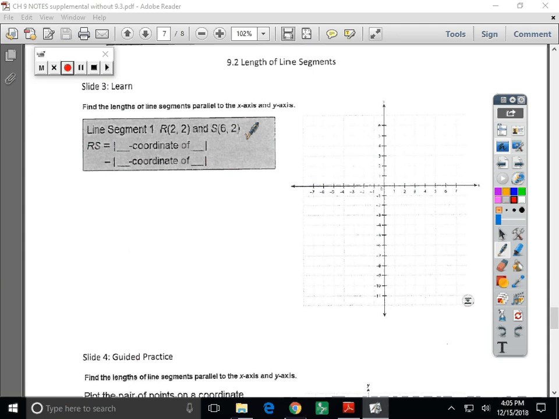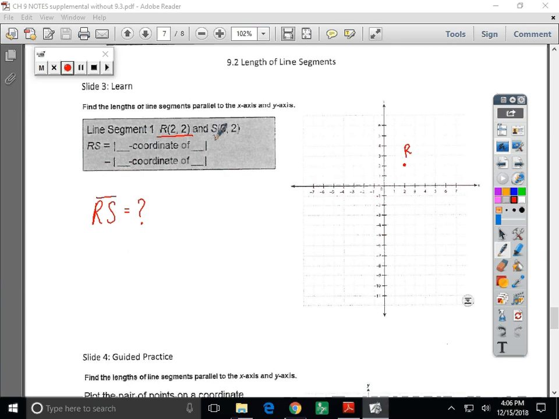So I'm going to try to figure out the length of line segment RS. To find that, I first need to plot point R and point S. Point R is sitting here at +2, +2: 2 to the right, 2 up. And you kind of have to estimate. I can see our lines got a little bit faint here.